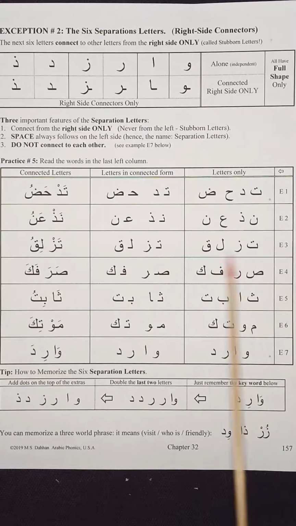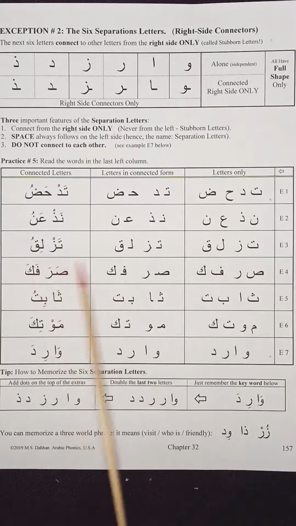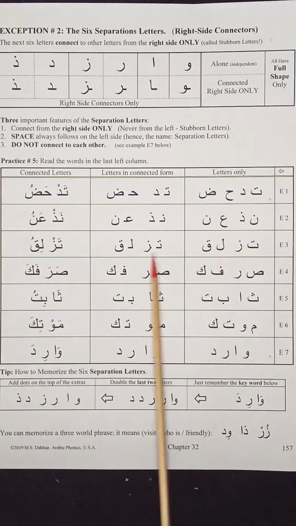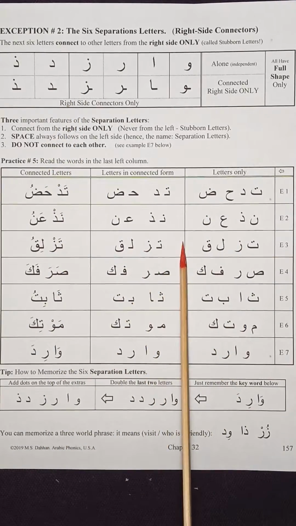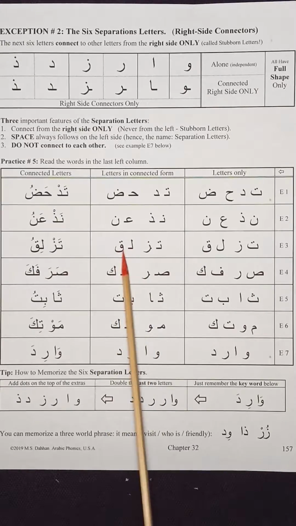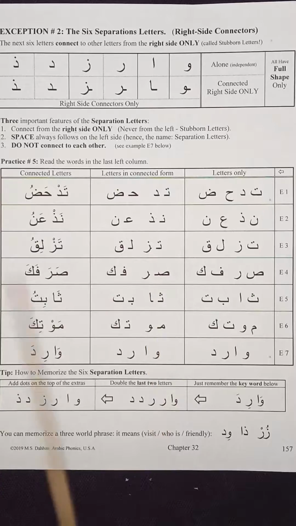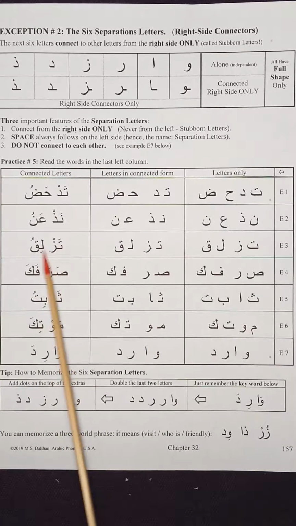In example 3, we have again the same four letters, and we notice this guy is one of this set here. So it connects only from the right side, never from the left. The last one is in full shape, everybody else in half shape, and this one has only one shape. We put them together and add some vowels here.